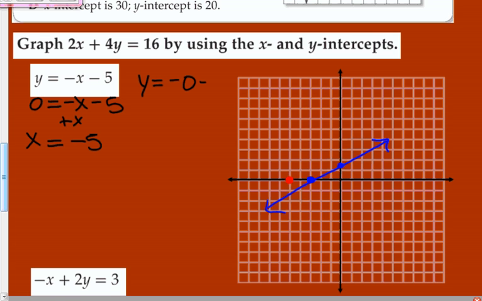X is 0. Solve for y. That just eliminates x. Y is -5. So the y, I go down to -5. This time, both my intercepts are -5. And this is what the line looks like. Graph that line. And that's how you graph using x and y intercepts.